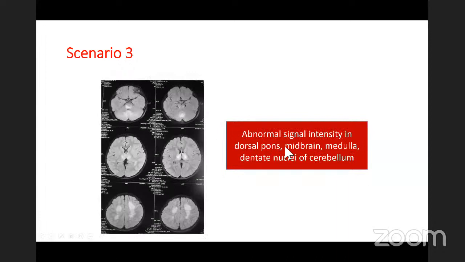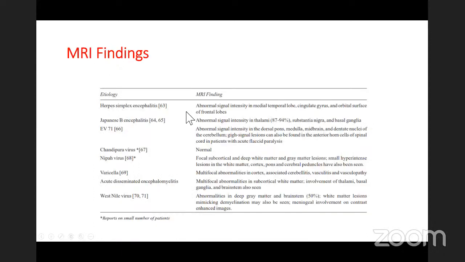Similarly, abnormal signal intensity is seen in the dorsal pons, midbrain, medulla, and dentate nucleus. So you have the dorsal pons, the midbrain involvement, the periventricular involvement, and also the thalami involvement. Dentate nucleus involvement of the cerebellum is suggestive of EV virus, EV71, that is enteroviral 71 involvement.